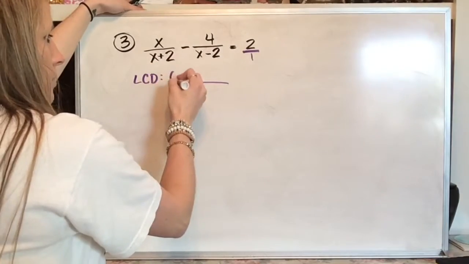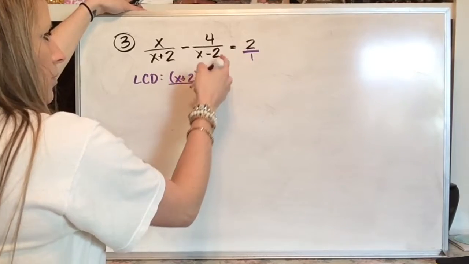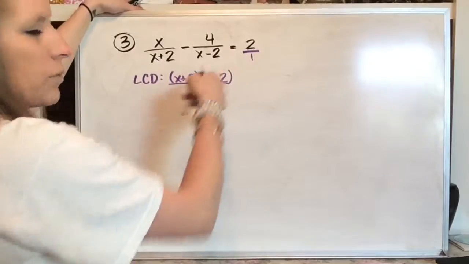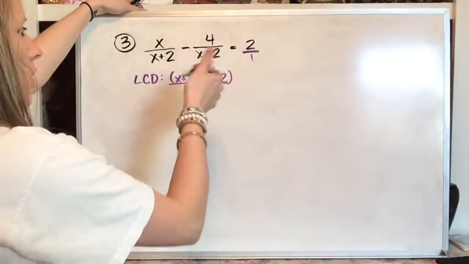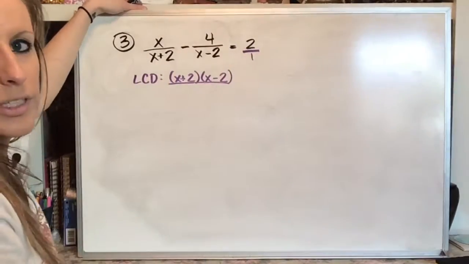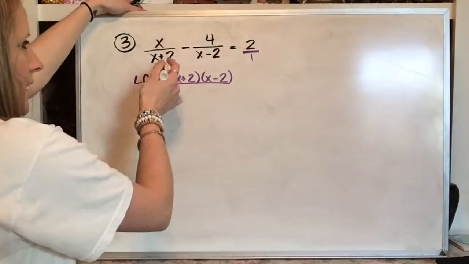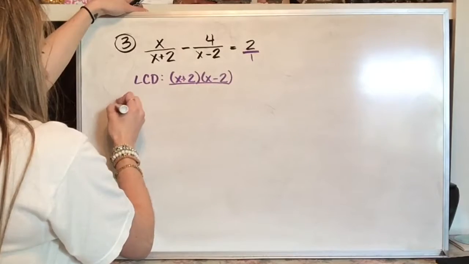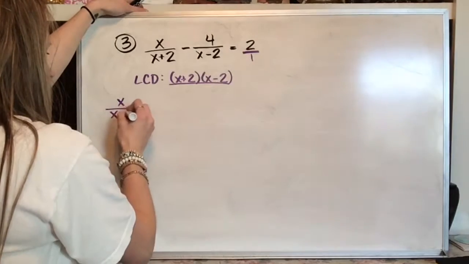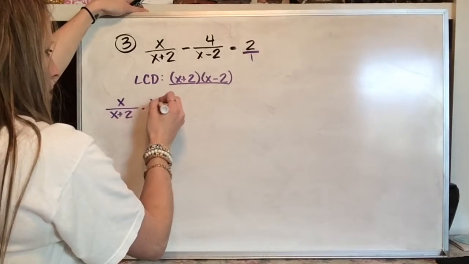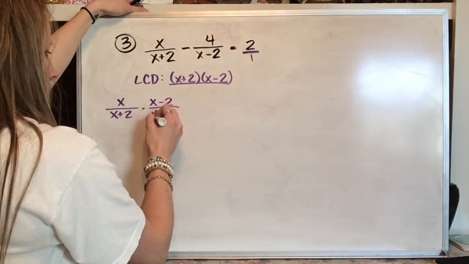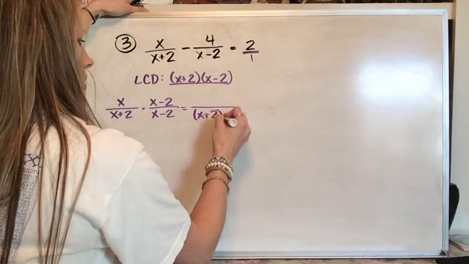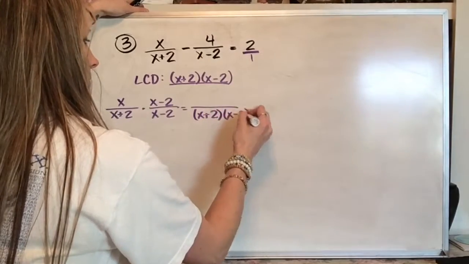We're going to need an x plus 2, and we're going to need an x minus 2 here. And 1 will go into anything, okay? So all 3 denominators will go into this. Now, let's get all 3 fractions to have this common denominator. So in the first fraction, we're going to need to multiply by x minus 2. That way we get x plus 2, x minus 2 in the denominator.